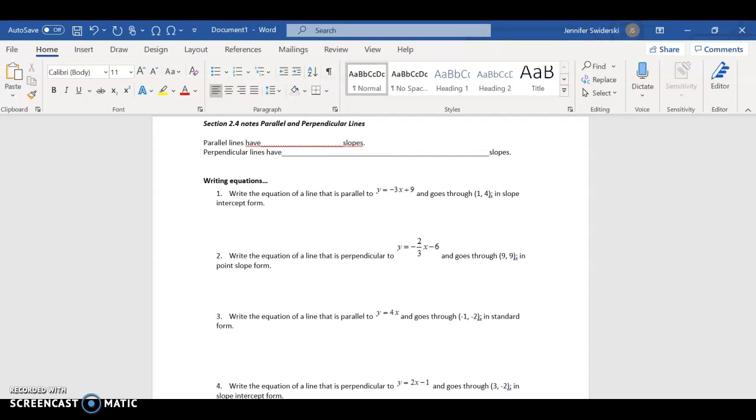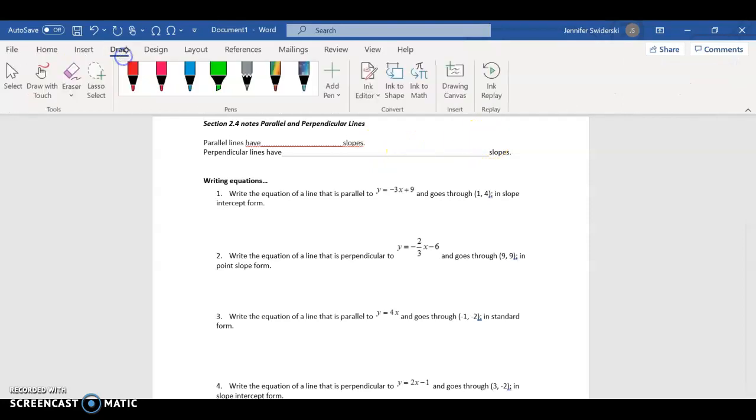All right, guys, so section 2.4 is on parallel and perpendicular lines. You know parallel lines are never going to touch, right? I think parallel lines and I think railroad tracks. A parallel line is never going to touch. Perpendicular lines will touch, they'll meet at 90-degree angles. So parallel lines, we're going to learn, have the same slope. They're going up at the same rate, the same constant.